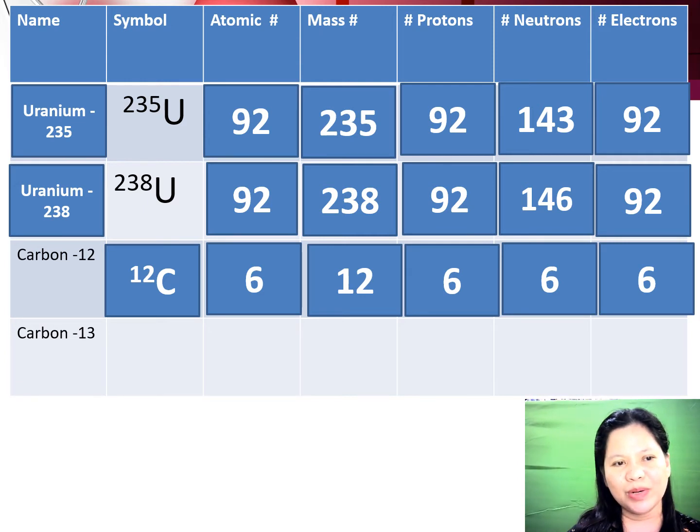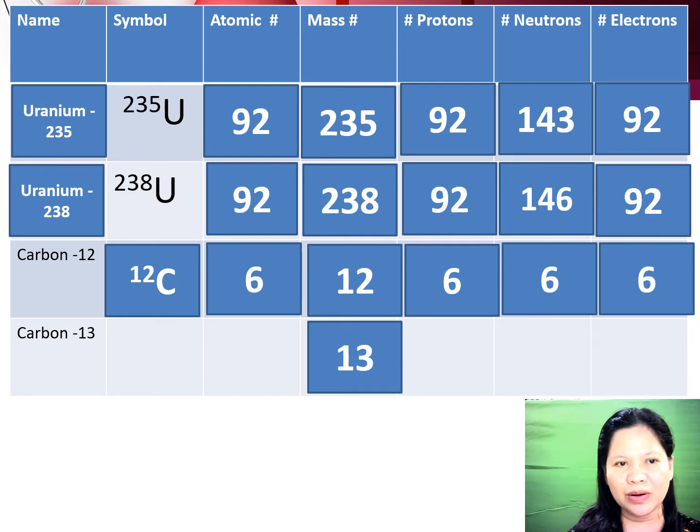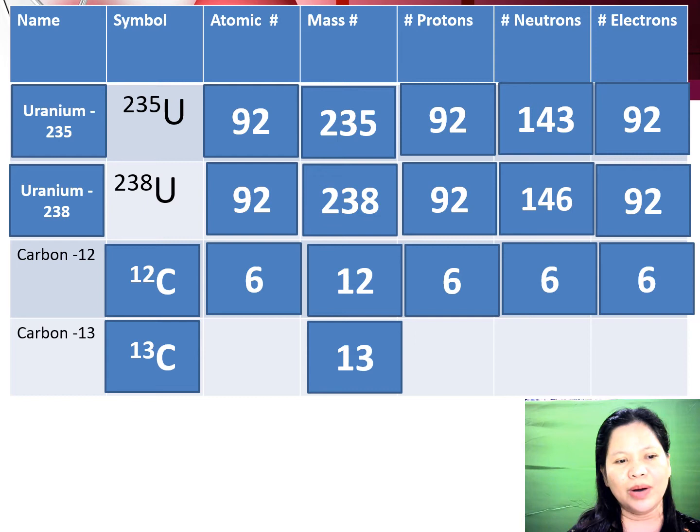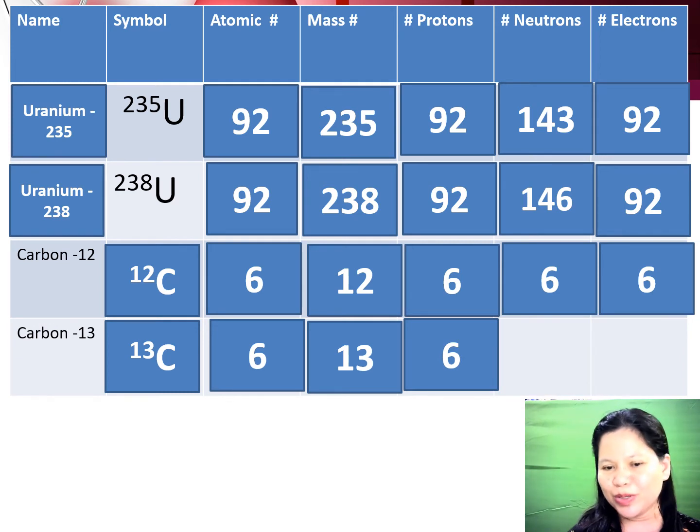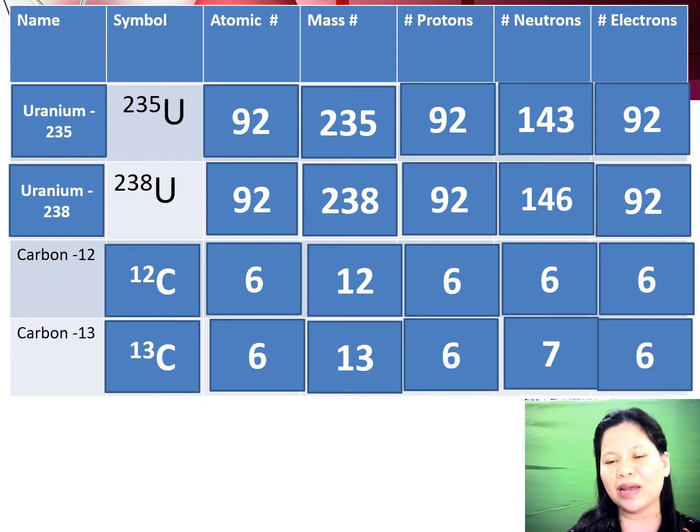Okay, last example, you have carbon-13. So carbon-13, the mass number is 13. The atomic number of carbon is 6. So how do you write the symbol? You have C13. Atomic number is 6. Then the number of protons is 6. Then neutrons is 7. See? And electrons is 6.